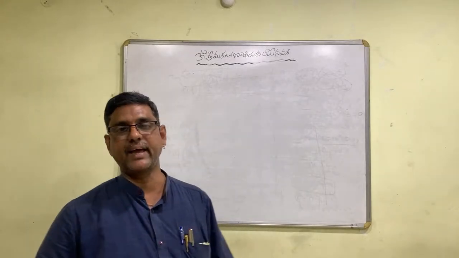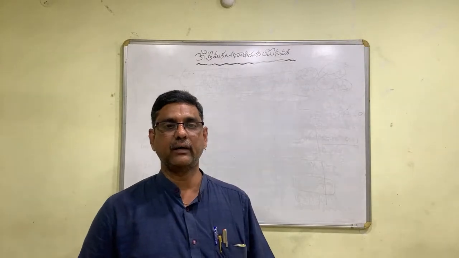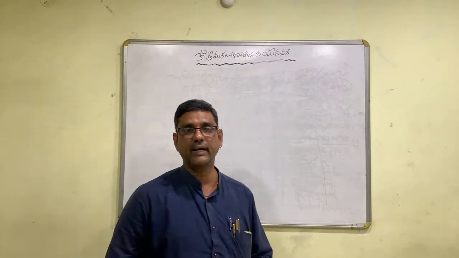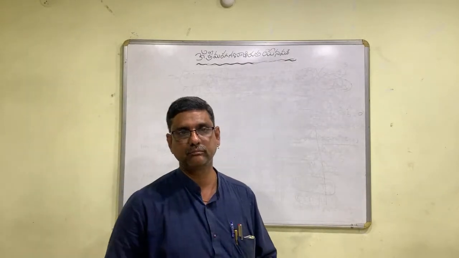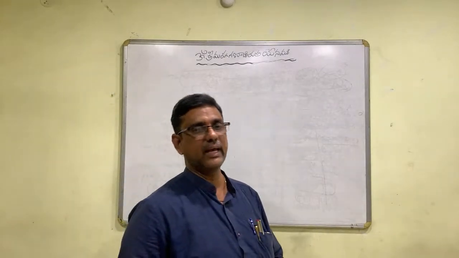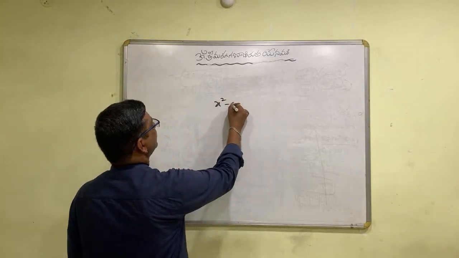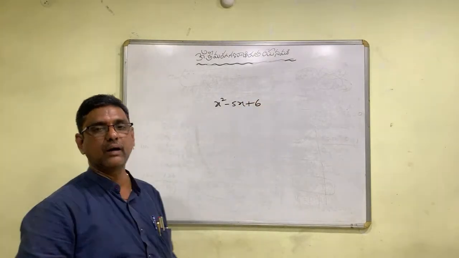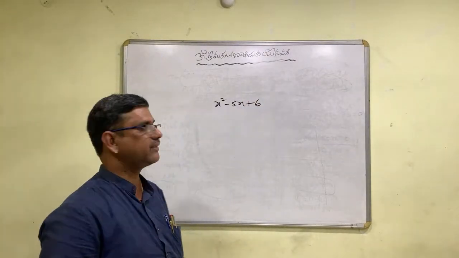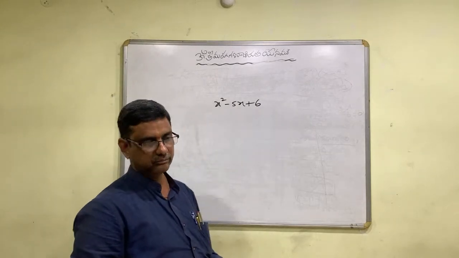As I told you yesterday, today I am going to deal with factorization of quadratic polynomials by splitting the middle term. Once I will explain one problem, x square minus 5x plus 6. It's a quadratic polynomial and I want to find out its factors by using splitting the middle term.